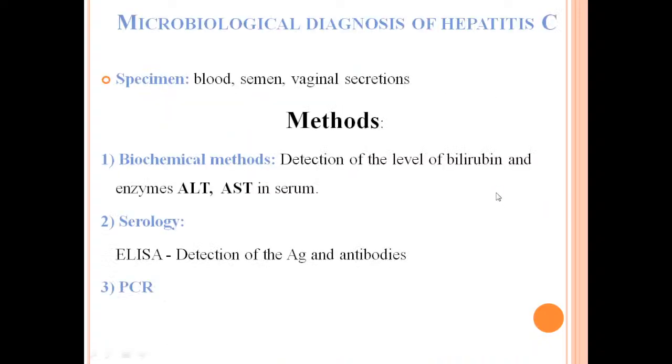Microbiological diagnosis, treatment, and prophylaxis of hepatitis C. Specimen includes collection of blood, semen, and vaginal secretions. Biochemical tests are also used for detection of hepatitis C, detection of the level of bilirubin and enzymes, ALT and AST, alanine aminotransferase and aspartate aminotransferase. Serological tests are used to detect antibodies and antigens, like ELISA and polymerase chain reaction.